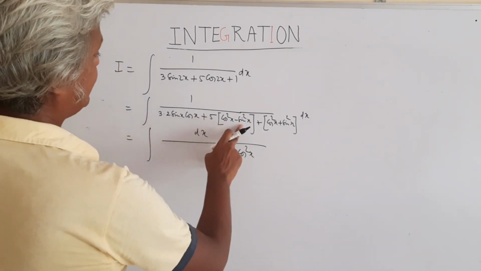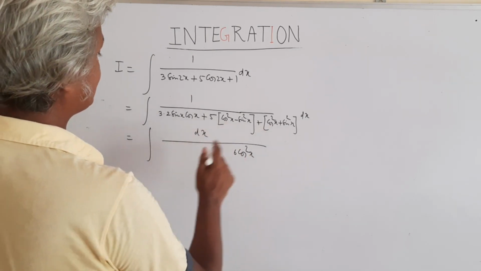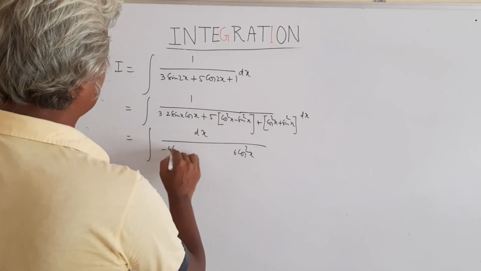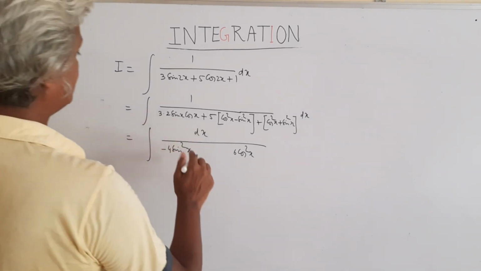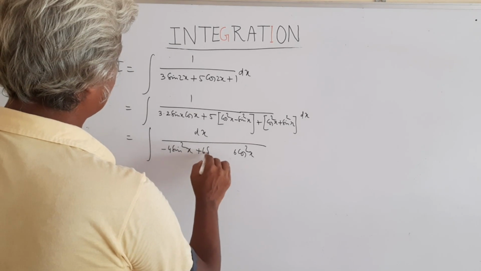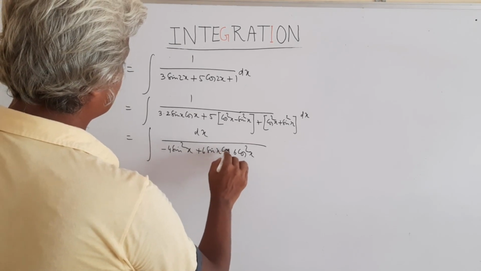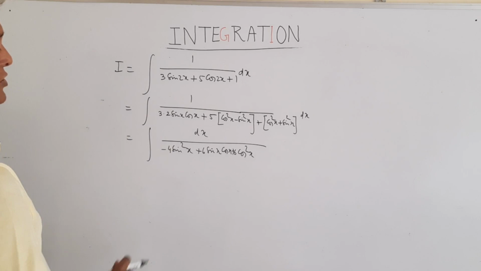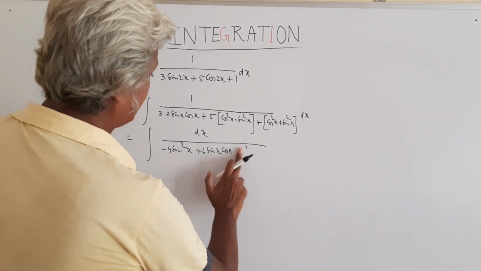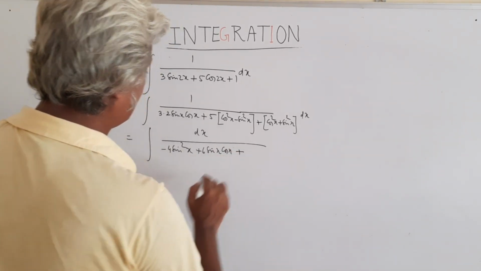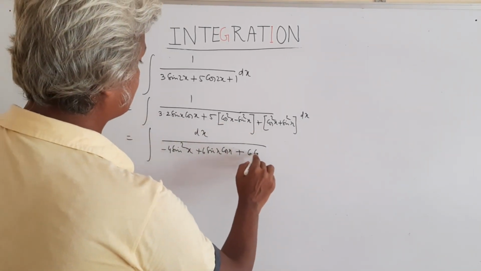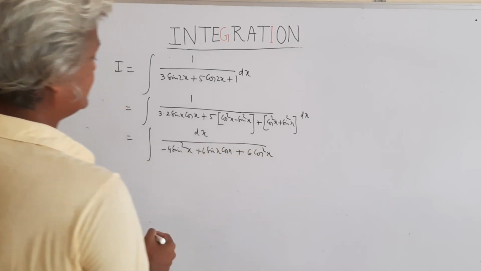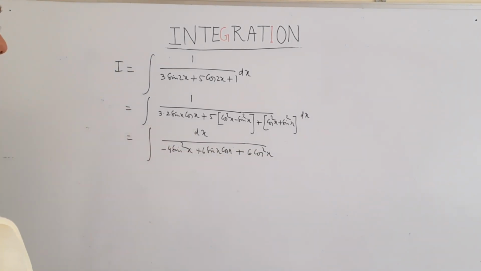Now this minus 5 sine square x plus sine square x is minus 4 sine square x, and this is 3 into 2 is 6 sine x cos x plus. So if I divide, let me just write this properly. This is plus, and cos square is how much? 5 here, 1 here, 6 cos square x. Now I divide both numerator and denominator by cos square x.